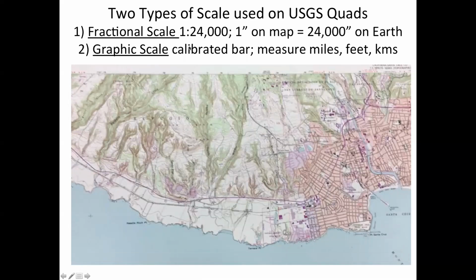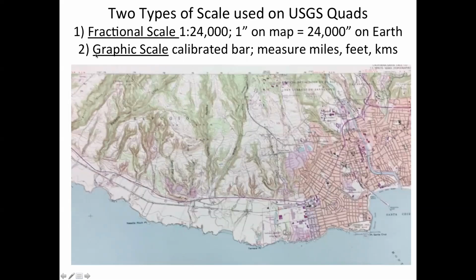But the beauty of a fractional scale is that it is unitless, which means that you could measure in centimeters, and if you measure 1 centimeter on that map, it will equal 24,000 of the same units, in this case centimeters, on the surface of the Earth. If you measured a foot on your map, that would be 24,000 feet on the surface of the Earth. So the fractional scale is very useful. We will be using that in our map exercises.